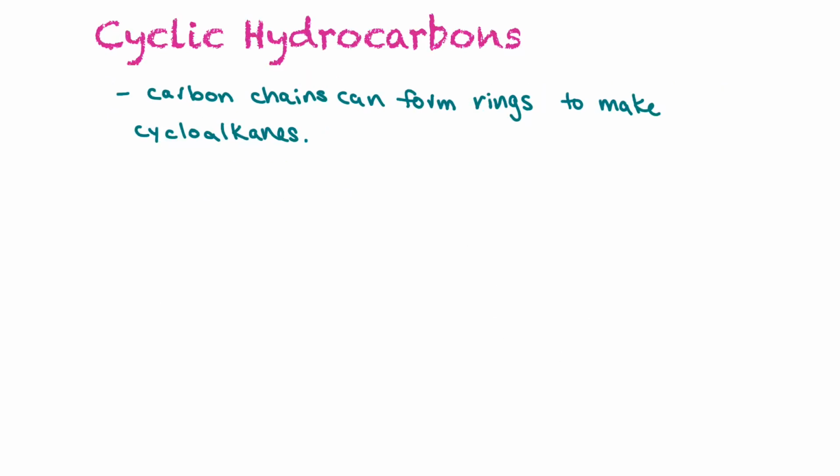Cyclic hydrocarbons are when carbon chains form rings to make cycloalkanes or cycloalkenes. We can use geometric shapes for this, with each angle representing each carbon. If we drew a triangle, that would be cyclopropane. A square would be cyclobutane. A pentagon would be cyclopentane. And then a hexagon would be cyclohexane, and so on. You could draw the carbons out like so. I'll do the first one for this one.